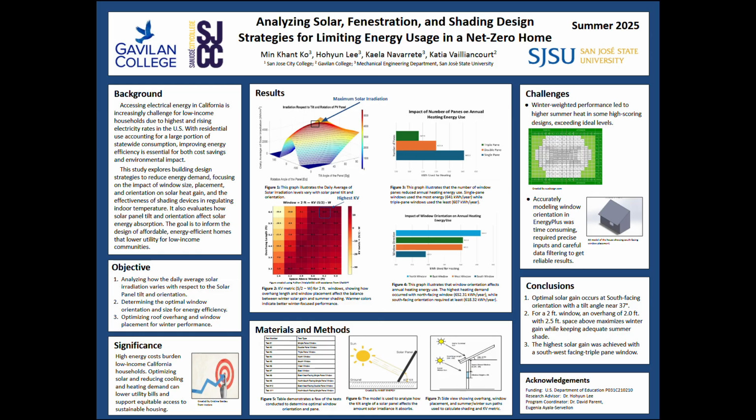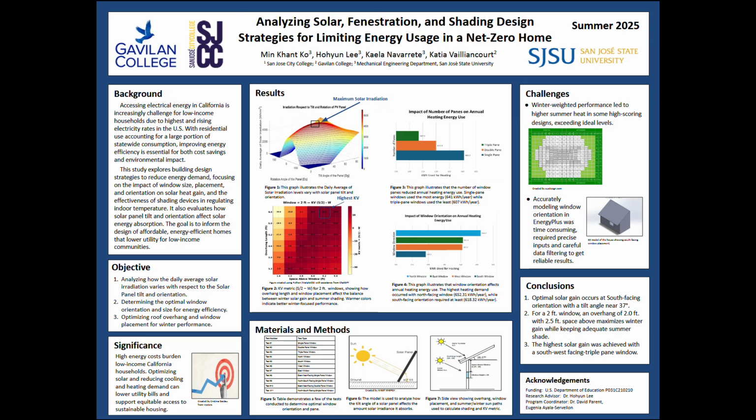For the first objective, analyzing how the daily average solar irradiation varies with respect to the solar panel tilt and orientation, we had Min working on that. For the second objective, determining the optimal window orientation and size for energy efficiency, was Kayla working on that. And for the third objective, optimizing roof overhang and window placement for winter performance, that would be me working on that objective.